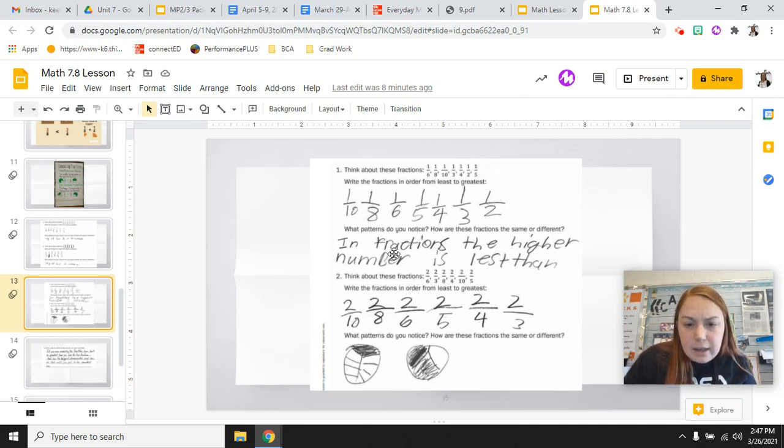And then it says in fractions, the higher numerator is less than. Okay, so they're trying to talk about how the numerator is staying the same, but the denominator is going from higher to less than. So it's going from 10 to 2. So it's going from the highest to the least. Okay. And then here they have 2/10, 2/8, 2/6, 2/5, 2/4, and 2/3.